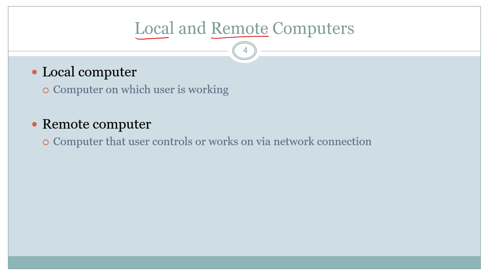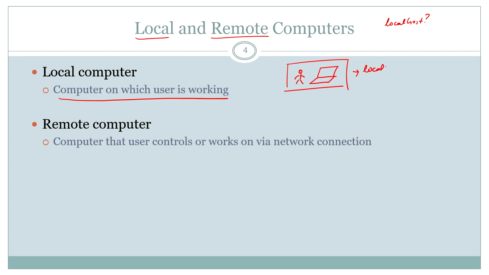Now there are two other terms that you need to remember: local and remote computers. These are two words we use frequently in the lecture. Because you asked me the question on what a local host is, etc. The simplest way to think of a local computer is the computer on which the user is working. So whenever I draw a computer like this, okay, this means a local computer. It implies the human being, the user, is working on that computer.